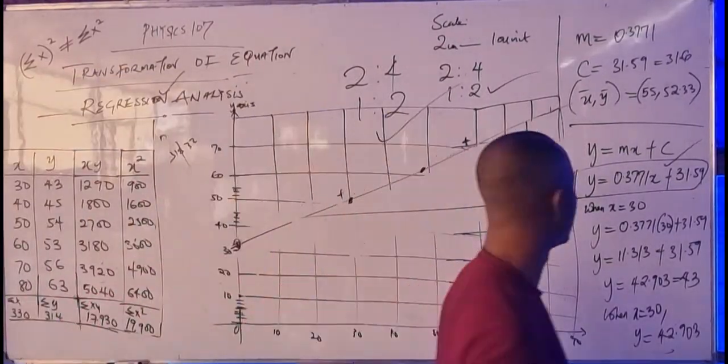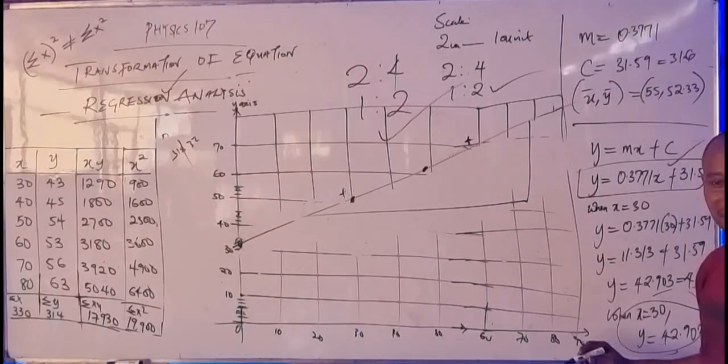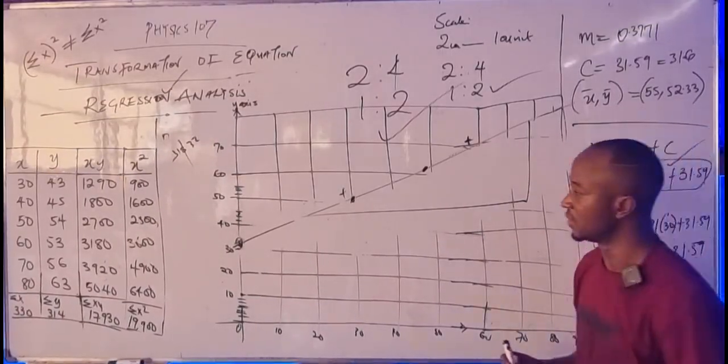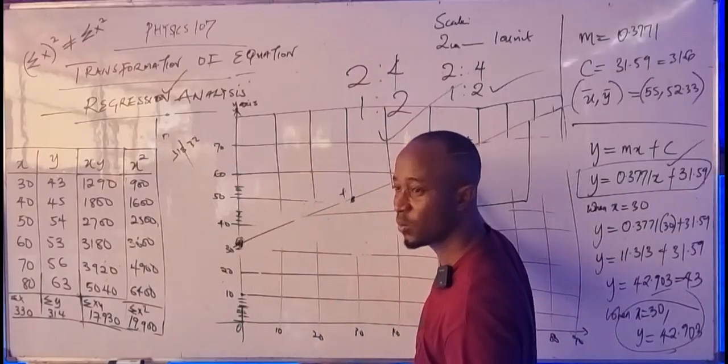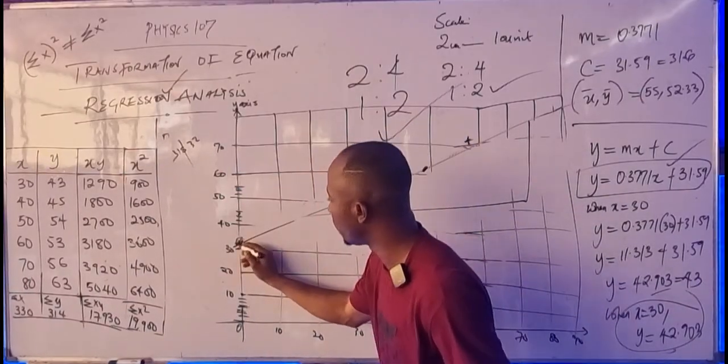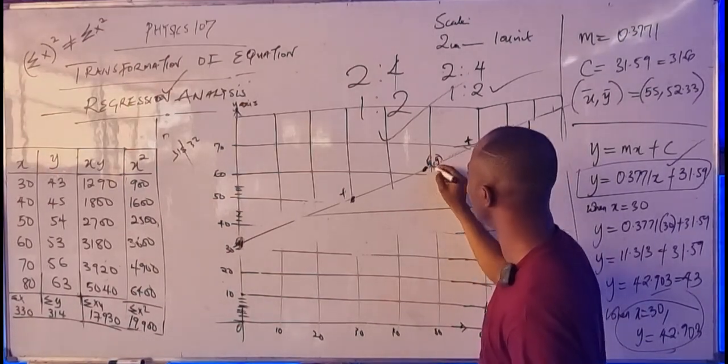Actually, this third point is not really necessary. Like we said, we only use two points: your intercept and the mean of X bar and Y bar. Just connect both of them together.